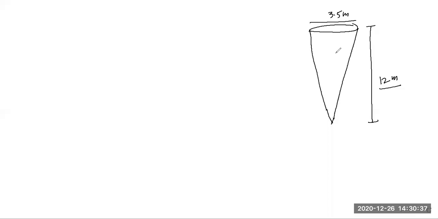Conical pit of top diameter 3.5 meter, 12 meter deep. What is the capacity in liter? You have to calculate capacity in liter. Okay. So now we will calculate capacity, which relates to volume. So first we will find out volume. Volume is equal to capacity in liter. So volume is equal to pi r square h divided by 3.